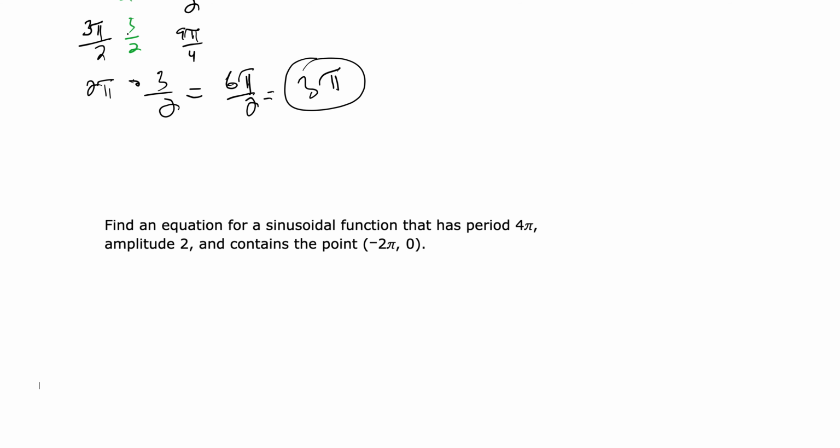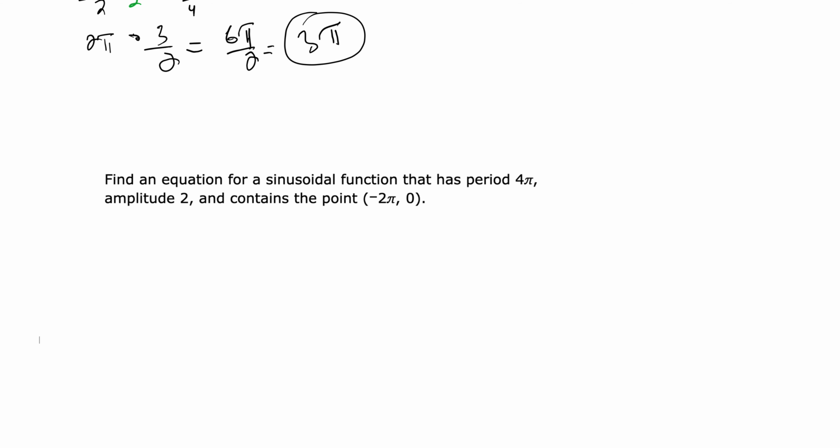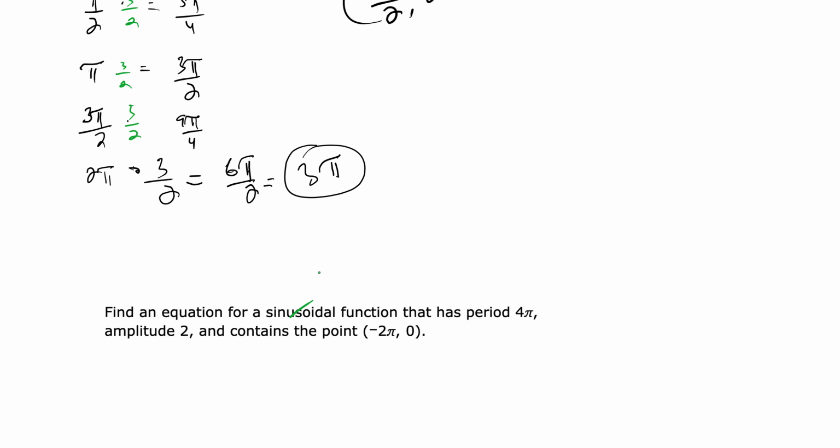For this one here, it says find the equation for the sinusoidal function, which is a sine function, that has a period of 4 pi, amplitude of 2, and contains the point negative 2 pi comma 0. Well, what's the general equation of a sine function, like with a, b's, c's, and d's? No, like y equals a sine, just with letters. Yeah, b x plus c, plus d.